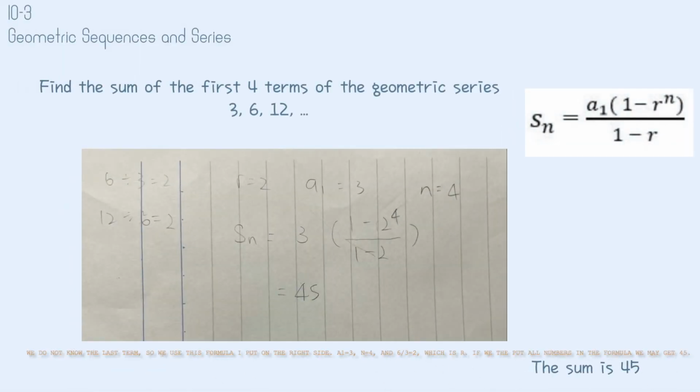Find the sum of the first 4 terms of the geometric series. We don't know the last term, so we use this formula that I put on the right side. A1 is 3, n is 4, r is 2, which is 6 divided by 3. If we put all the numbers in the formula, we get 45.